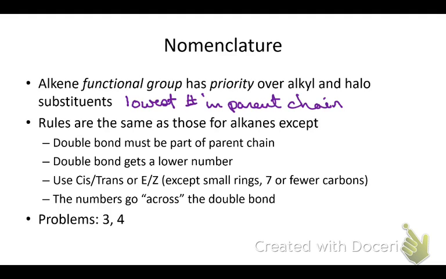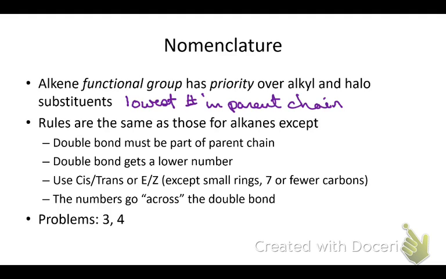And the rules are the same as that for alkanes, except the double bond has to be part of the parent chain. So the double bond has to be included in the longest chain, which leads to some weird things, but you'll see how it works. Double bond gets the lowest number.